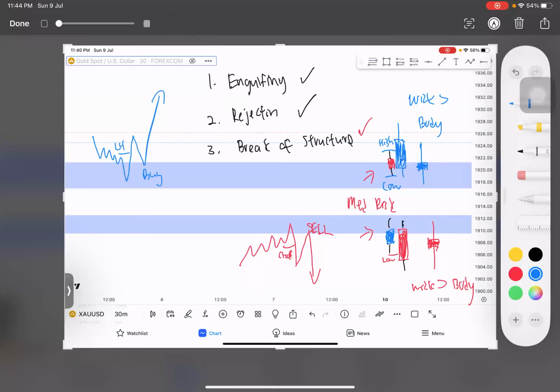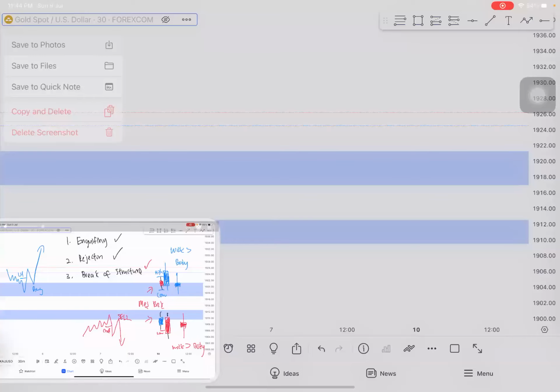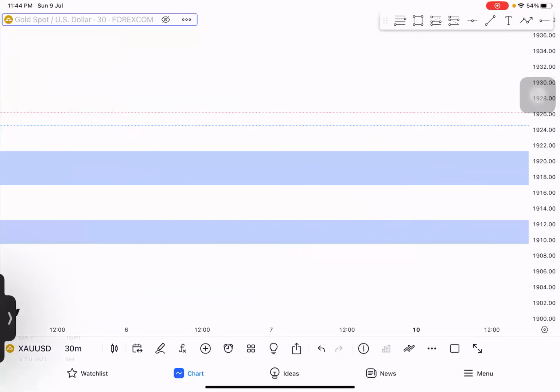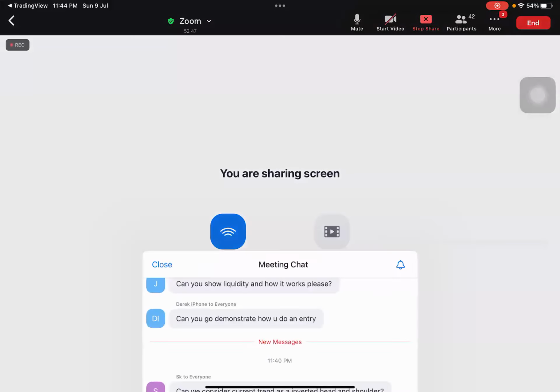These are the three types of confirmation I'm using. If you want deeper explanations, I can explain in the next section. Any questions? That's all the flow I'm waiting for to enter.